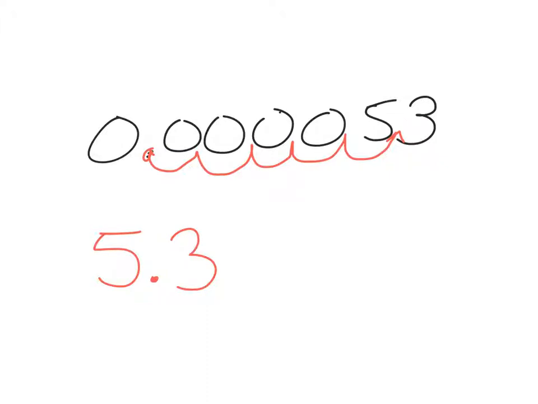So 5.3 is that number that does that, so I write that as 5.3 times 10, since I moved it 5 times, but since I moved it 5 times to the right, that's going to be to the negative 5th.